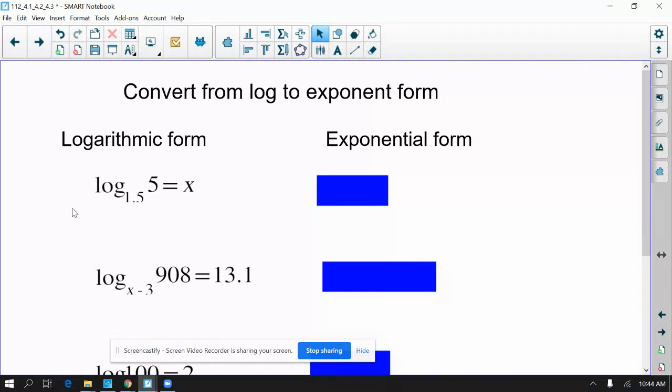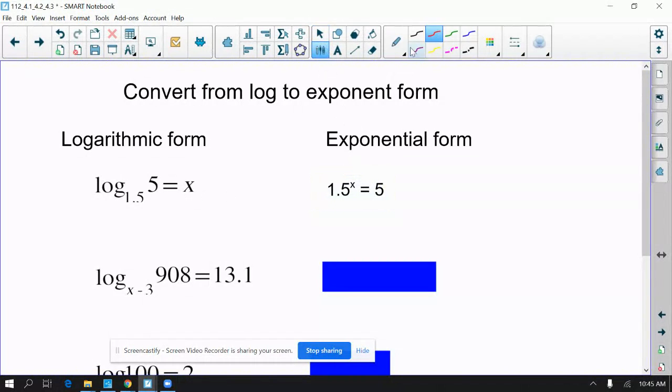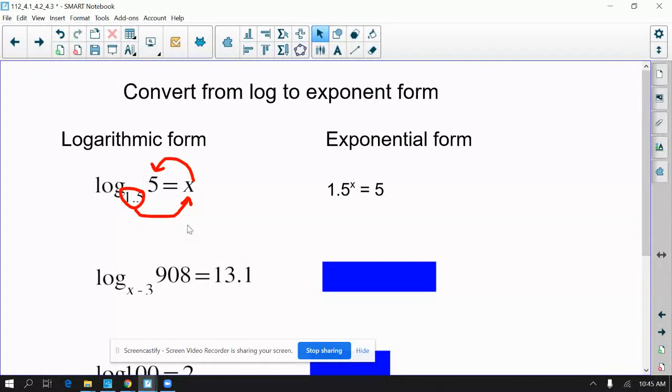How about reversing them? If I give you a log, can you put it to exponential form? Well, remember, logarithms are exponents. So this log equals x. X is the exponent. That's going to go on this base. So it's going to be 1.5 raised to the x equals 5. And I remember learning this. They called it the circle method. So you start with the base and you wrap around. This is the exponent. And you complete the circle, and that equals 5. 1.5 to the x equals 5.